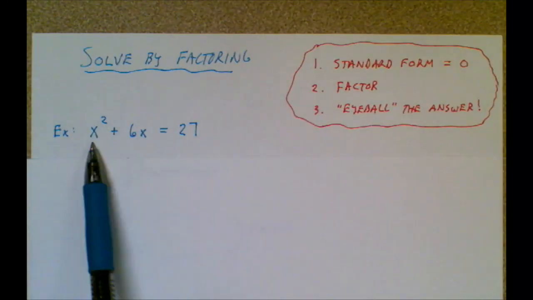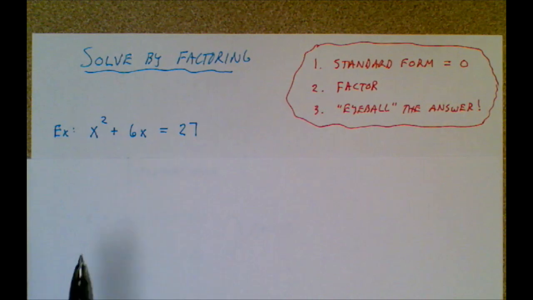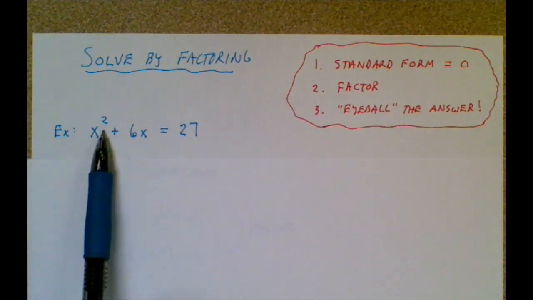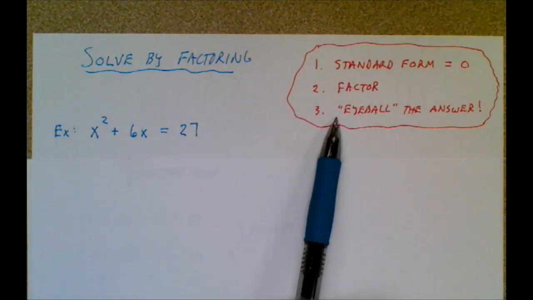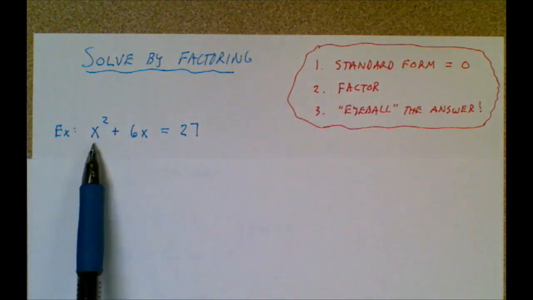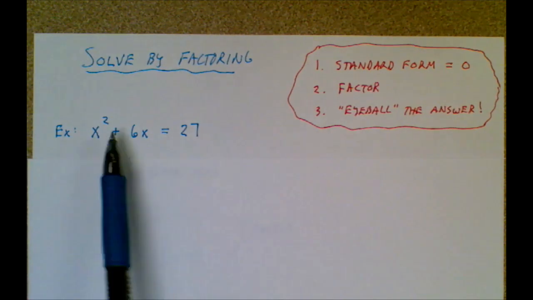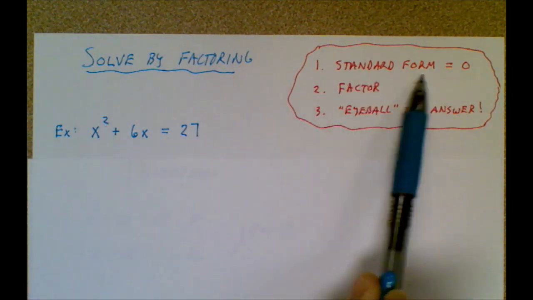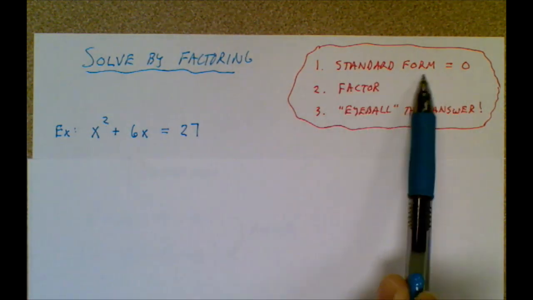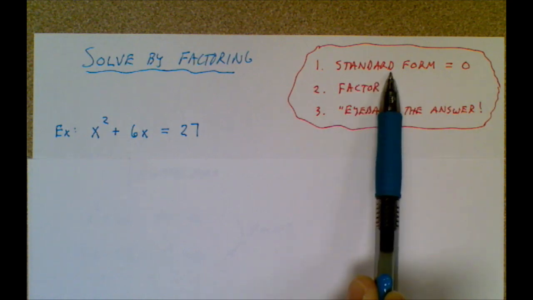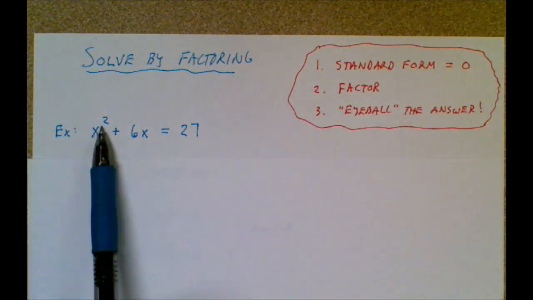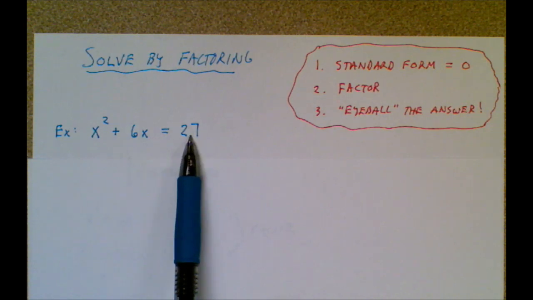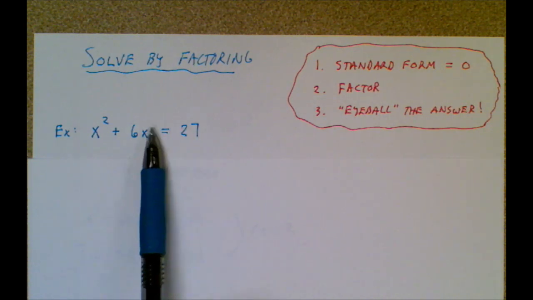The goal is to solve a quadratic equation by factoring. I know it's a quadratic equation because the largest exponent is 2, and we're going to follow these 3 steps for every problem. So the first thing I do when I look at this is I say, hey, that's quadratic, but it's not in standard form. Remember, standard form means all terms on one side in descending order of exponents. So I've got the pesky 27 that needs to come over there.